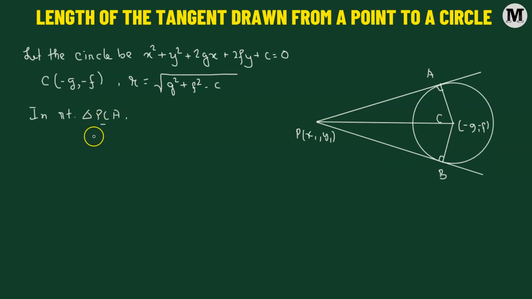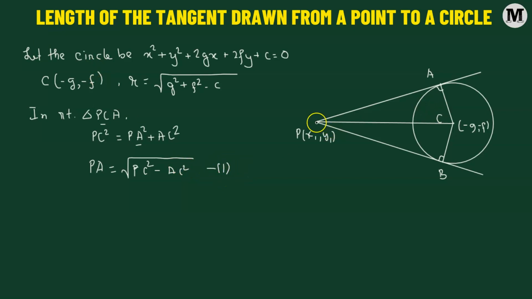So PC is going to be the hypotenuse. So PC squared will be equal to PA squared plus AC squared. Our goal will be to find out the length of the tangent, which is PA. So PA will be equal to the square root of PC squared minus AC squared. So let's label this as number 1.